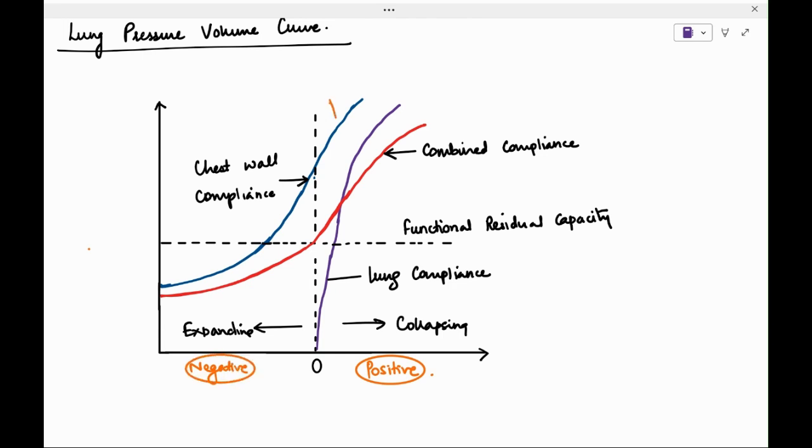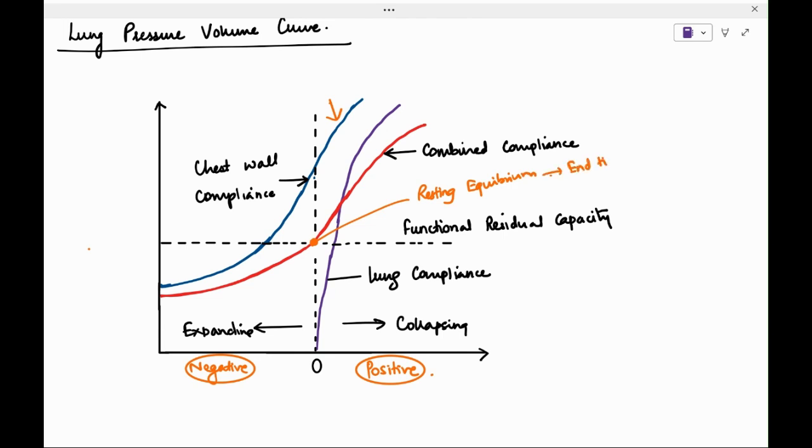In contrast to that, the chest wall has a tendency to expand at all lung volumes. Only at very high lung volumes does it collapse. So most of the chest wall curve is located in the negative region. Only at very high lung volumes does the curve come into the positive region.